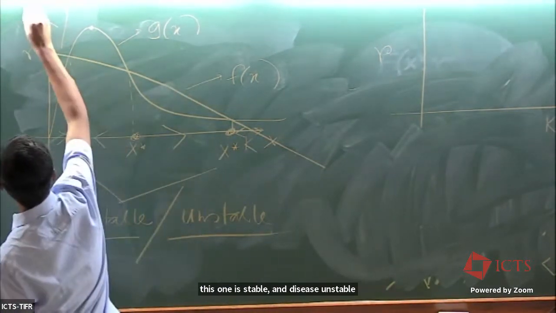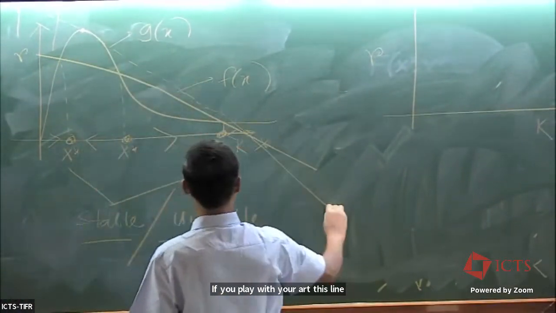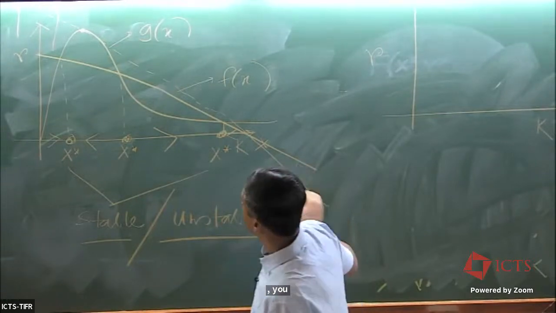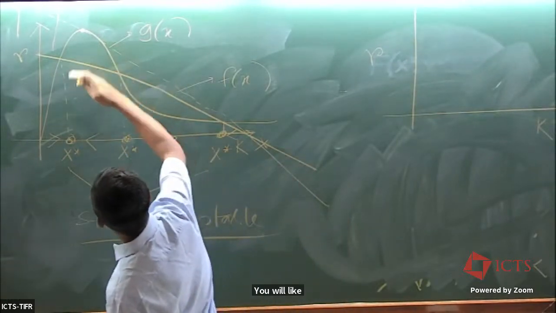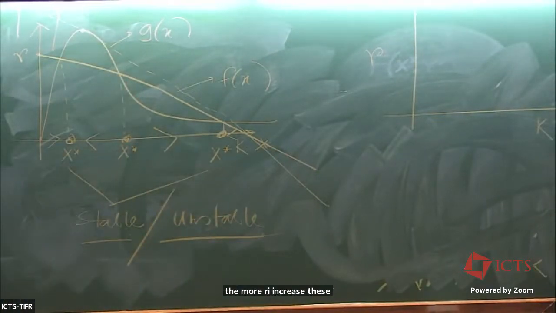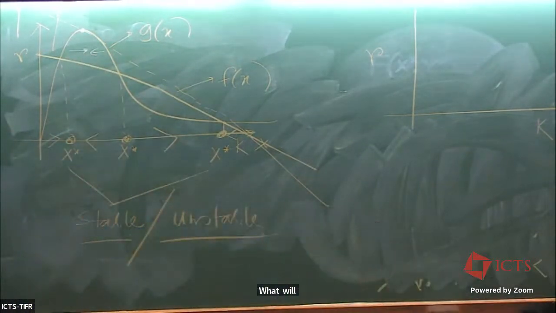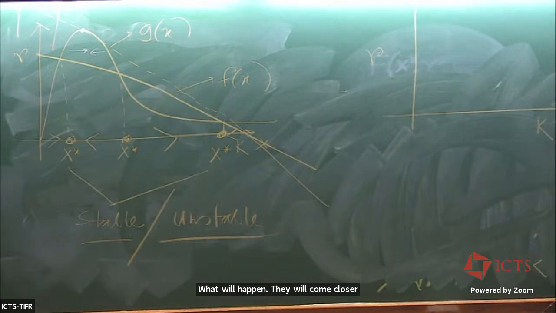If you play with your r, this line will be like that, right? So these two equilibrium points, the more r I increase, what will happen? They will come closer, and then they will disappear. So at that point, there will be a saddle node bifurcation. So it is possible to calculate those bifurcation curves. How to calculate those bifurcation curves?